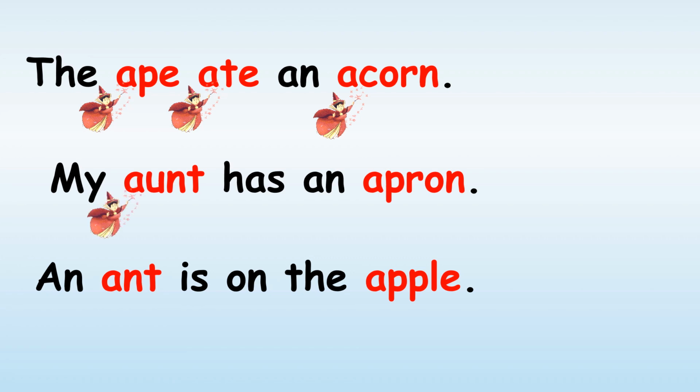Then we have my aunt has an apron. So you have aunt. It's a short A because you hear ah. And then apron, you hear A. So that's the long A. Then an ant is on the apple. Here we have both short A's. We hear ah, ant, ah, apple. So you have aunt here and ant here. So this first one, aunt, is where you talk about your auntie, right? And the ant is the animal ant. So ant, you hear the ah sound. So it's the short A sound.